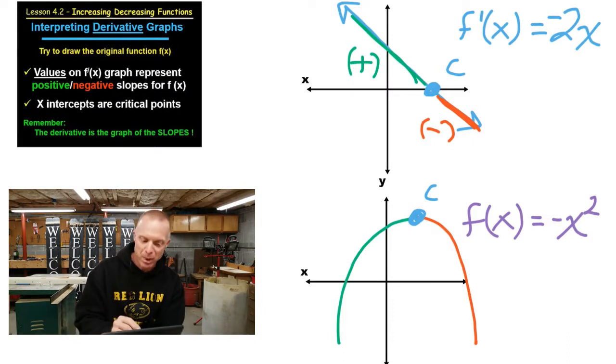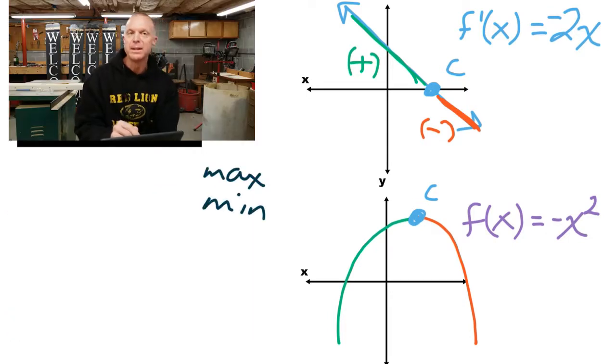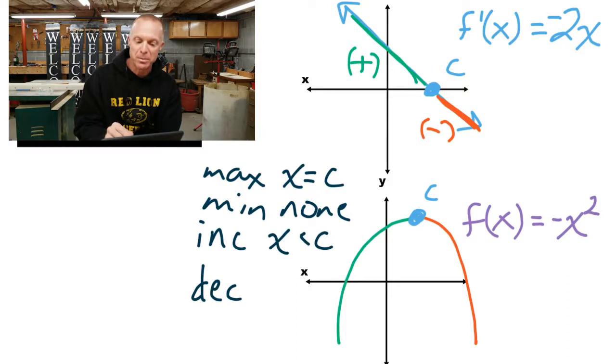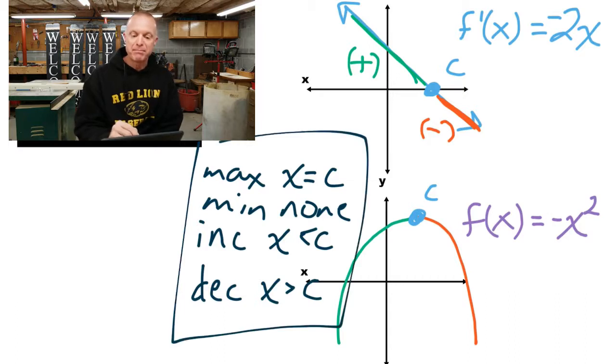The other thing is, when you do these problems, I'm actually going to ask you to make the same conclusions. I'm going to ask you to say if there's a max or min. It's obviously pretty clear there's a maximum at C and that there's no minimum. And I also want you to talk about increasing, decreasing. But we kind of already figured that out because we know it's increasing to the left of C. That's because the slope is positive and the graph is going up. And then, of course, it's decreasing to the right of C as the slope is negative and it's going down. So we make this same box of conclusions, even though we're just starting out with the graph of a derivative.